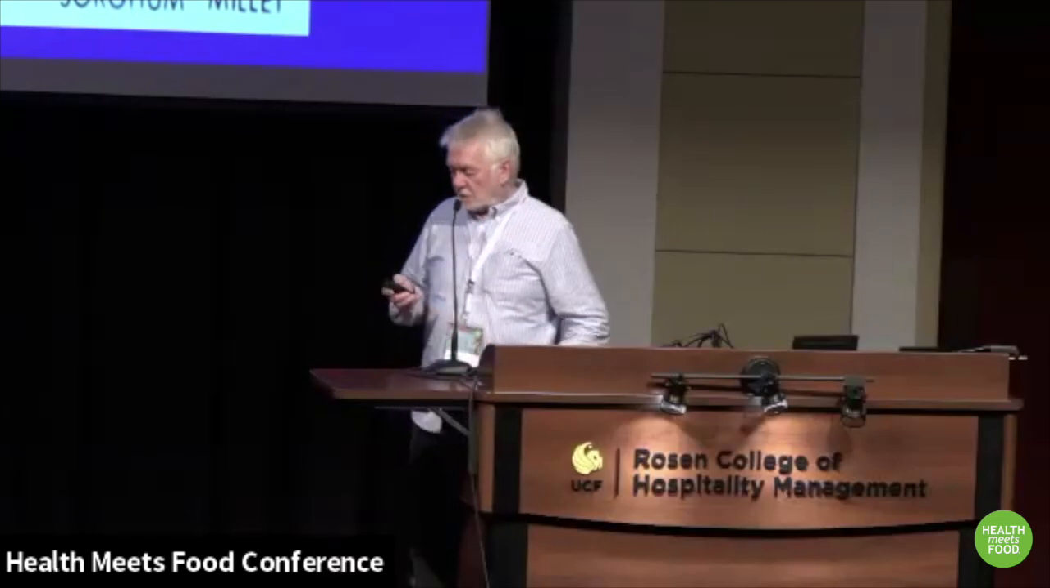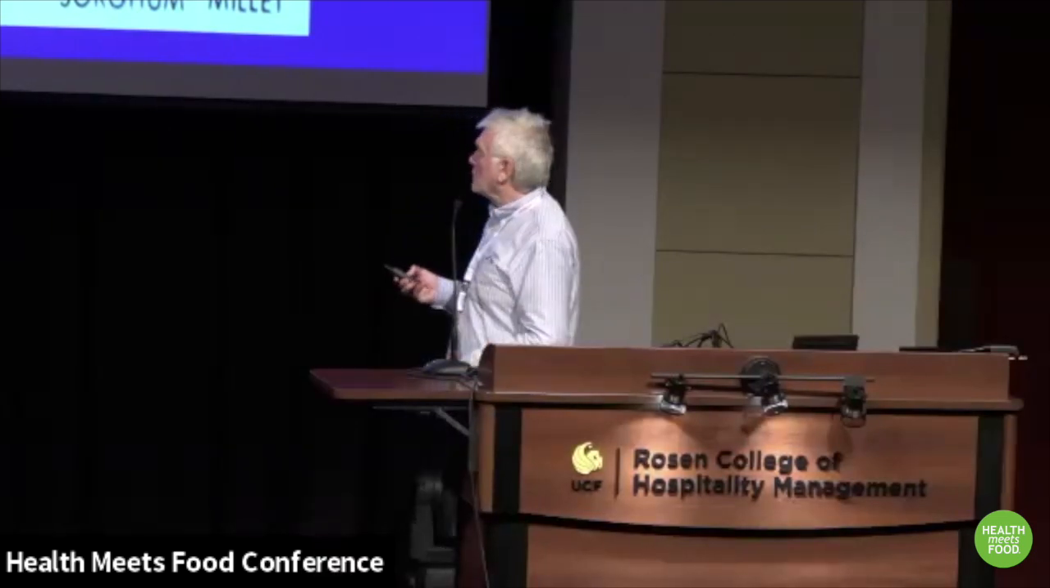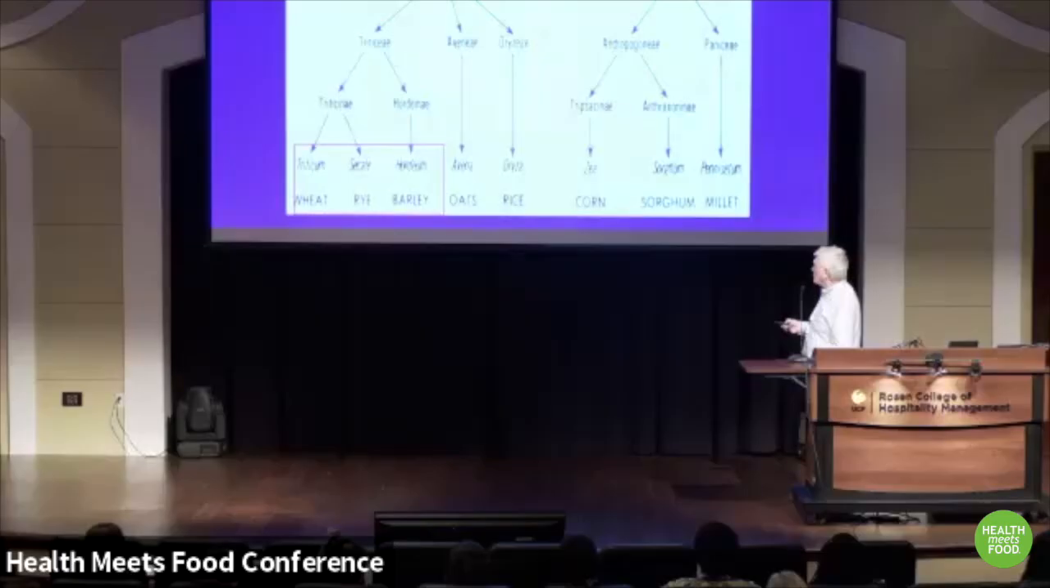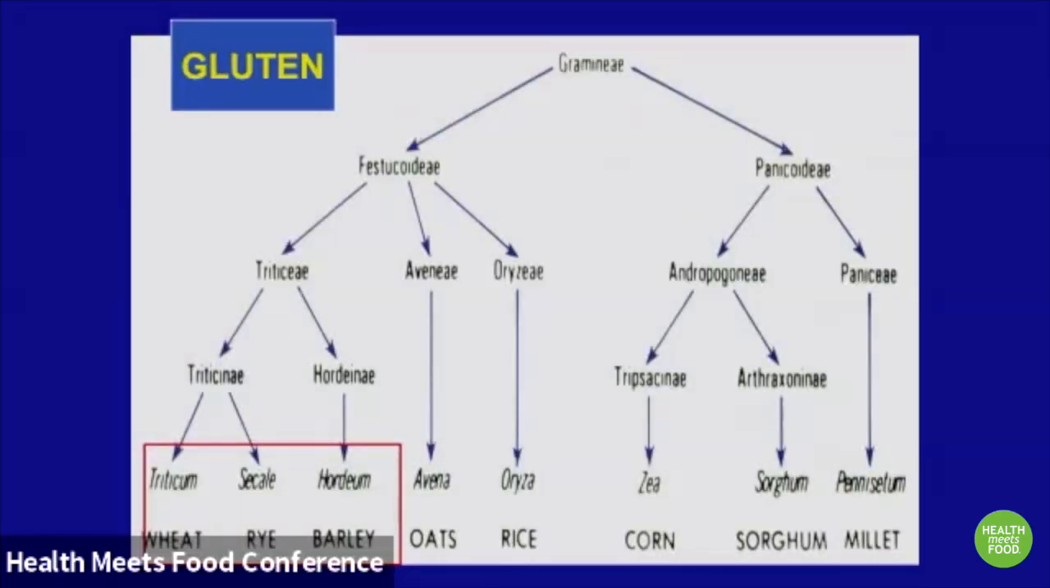So here you can see that this is the genetic tree of the grasses. And you can see that wheat, rye, and barley that contain gluten are closely related genetically and are more distant genetically from oats, rice, corn, etc. And these are considered to be safe for people with celiac disease.